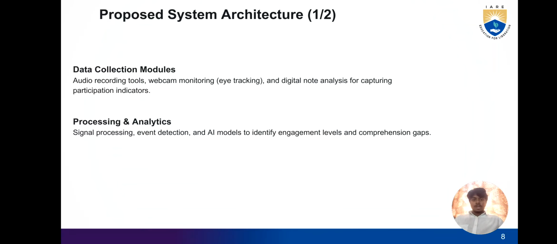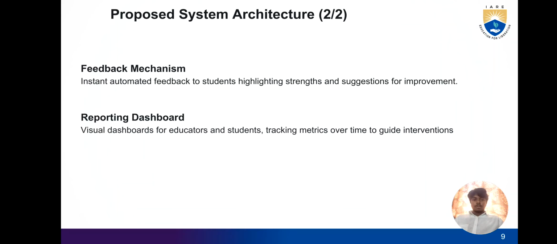Proposed system architecture. Data collection modules like audio recording tools, webcam monitoring or eye tracking, and digital note analysis for capturing participation indicators. Processing and analytics: signal processing, event detection, and AI models to identify engagement levels and comprehension gaps. In the feedback mechanism, instant automated feedback to students highlights strengths and suggestions for improvement. Reporting dashboard: visual dashboards for educators and students, tracking metrics over time to guide interventions.